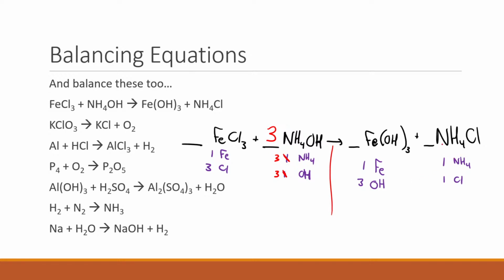NH4s, I got 3 NH4s. I need to go here and put a 3, giving me 3 NH4s and 3 Cls. And then, believe it or not, I'm balanced. A 1 here and a 1 here. 1 iron on both sides, 3 chlorines on both sides, 3 NH4s on both sides, 3 OHs on both sides. Treating polyatomics as the clumps that they are, where you can, is going to save you some time.